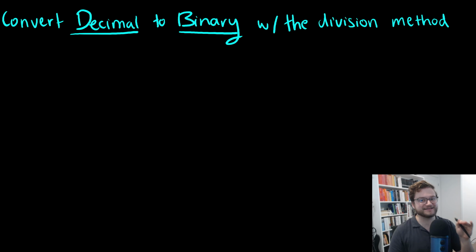Hello everyone. Today I'm going to tell you how to convert decimal numbers into binary numbers using the division method or the division algorithm. The division algorithm is essentially a series of steps that we use to convert decimal numbers into binary numbers, or decimal numbers into octal or hexadecimal numbers, all different base systems than the decimal system.